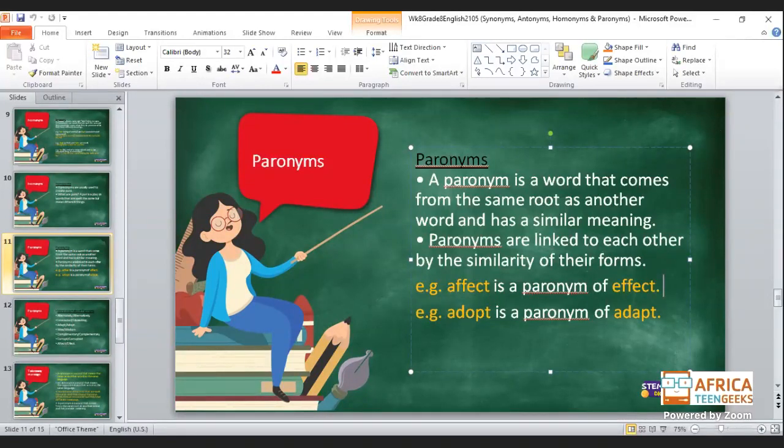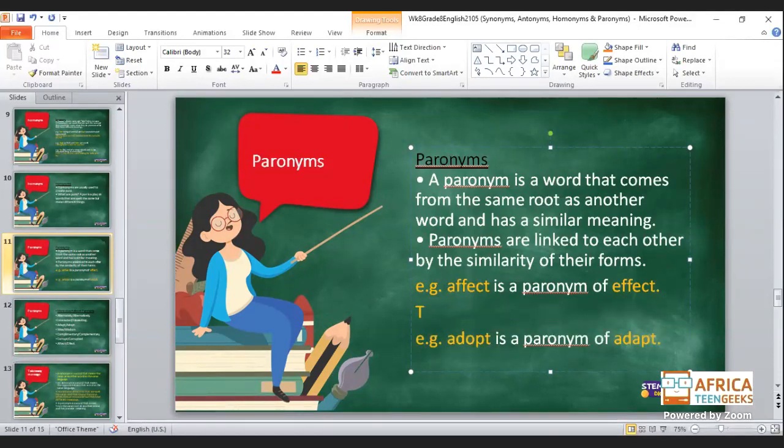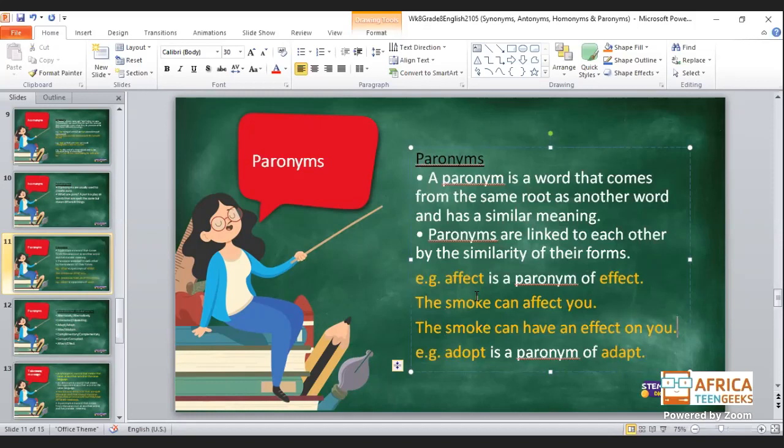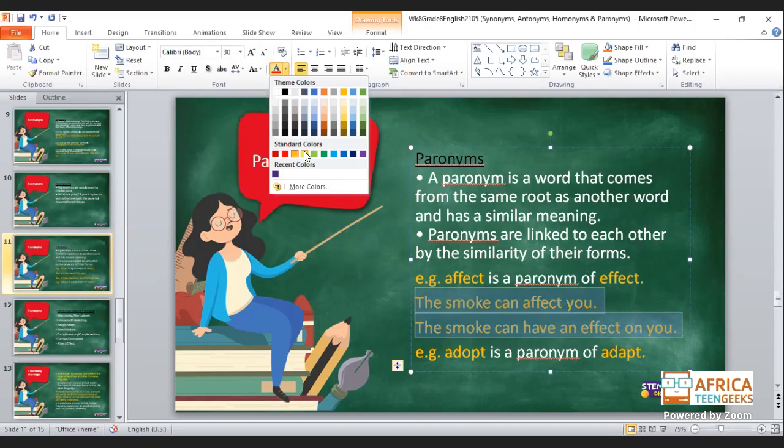Let me write it there. I just said the smoke can affect you. So you realize that this almost sounds the same as the smoke can have an effect on you. Let me highlight them so they can be in yellow. That is my favorite color for examples, by the way. I think you may have realized that. So yes, here we are.